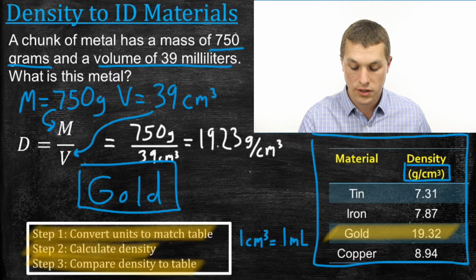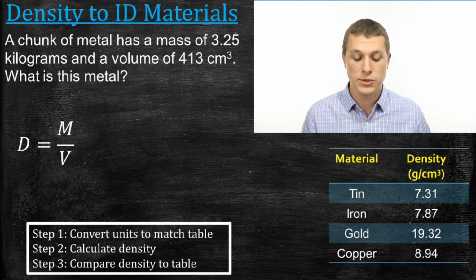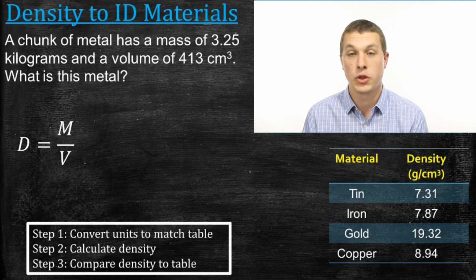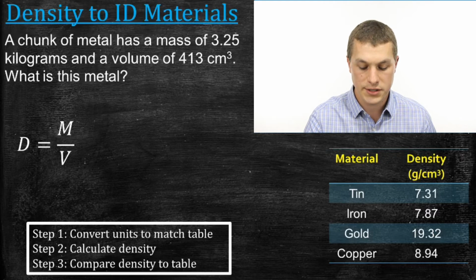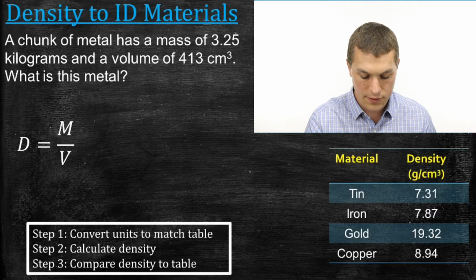All right, let's do another example that's similar. This one says a chunk of metal has a mass of 3.25 kilograms and a volume of 413 cubic centimeters. So again, we're going to start with step 1, which says convert the units to match the table.